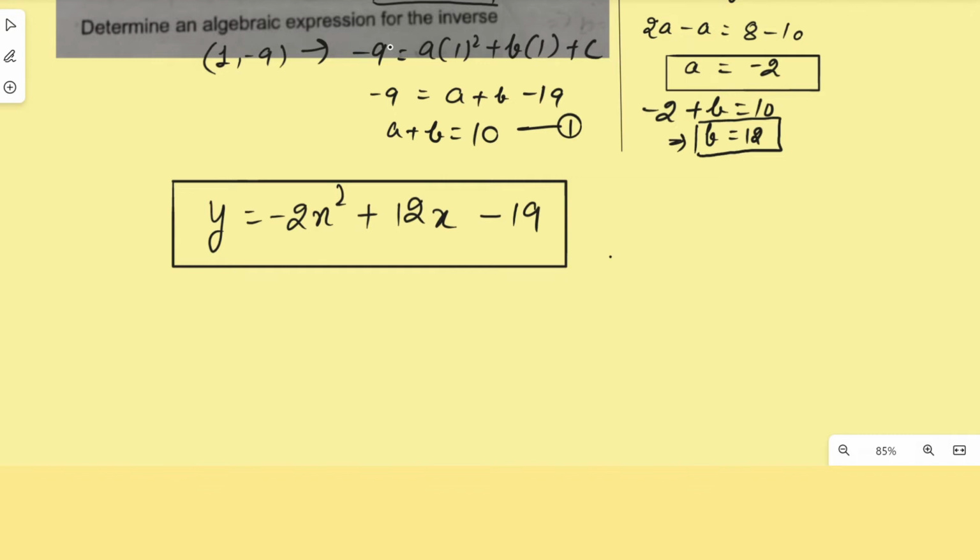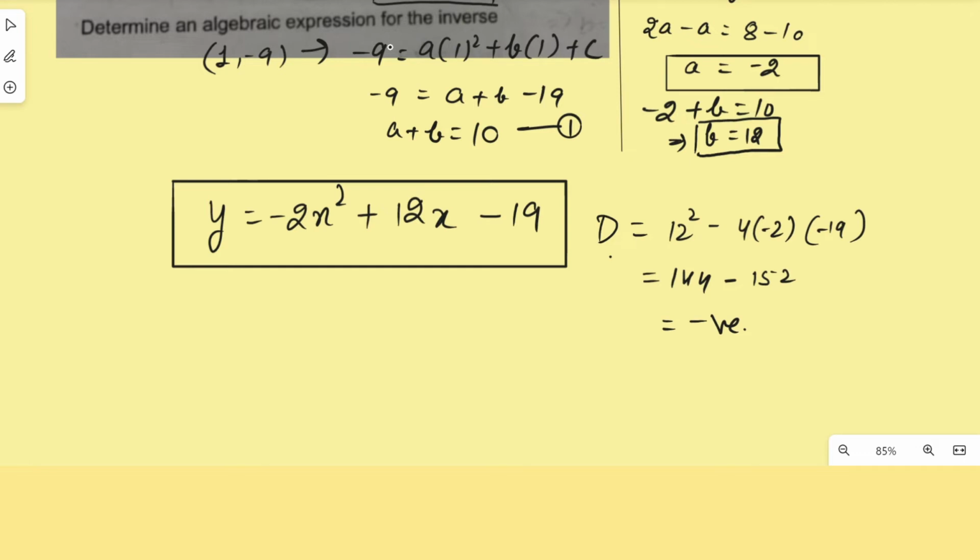Alright, so this is the quadratic equation and you can easily see that the discriminant here is b squared, which is 12 squared, minus 4 times negative 2 times negative 19. Alright, so this is 144, and this will be 19 times 8, which is 152, right? So this is a negative value, so the discriminant is negative, so that tells us that the roots are complex.